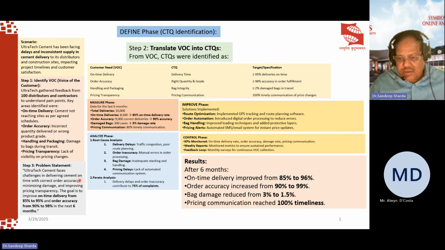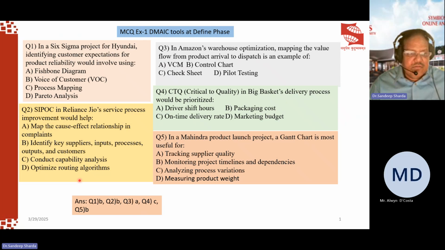After 6 months, on-time delivery improved from 85% to 96%. Order accuracy improved. Bag damage reduced. Pricing communication reached 100% timeliness. And these are the MCQ based questions.